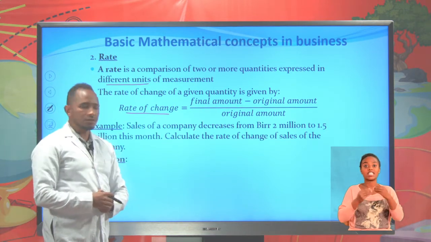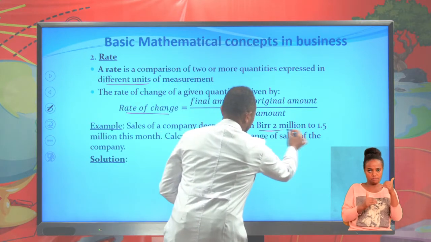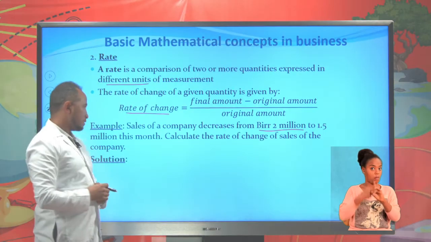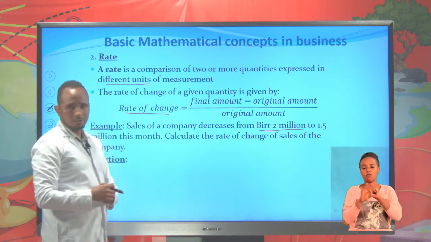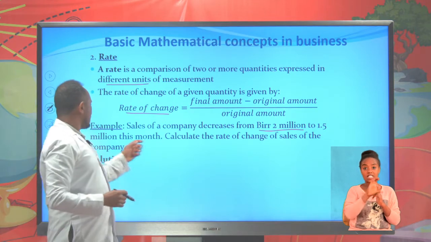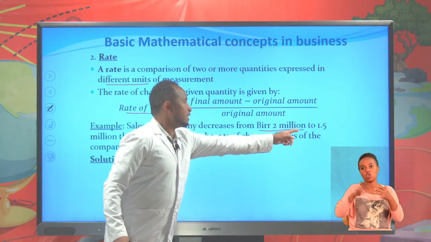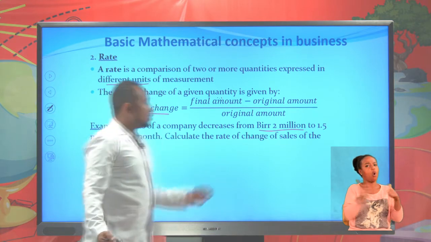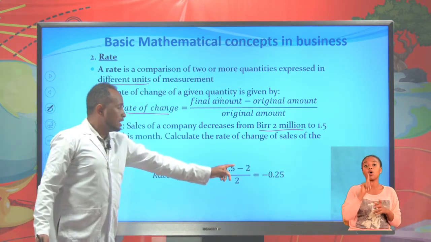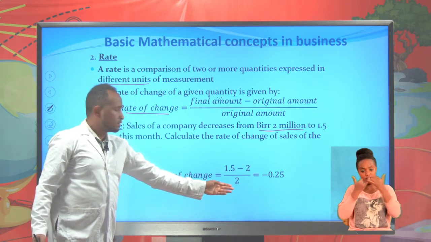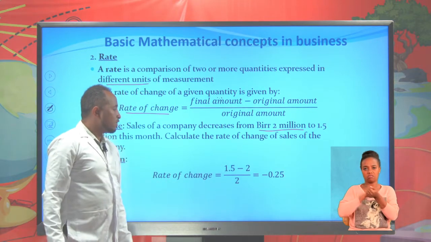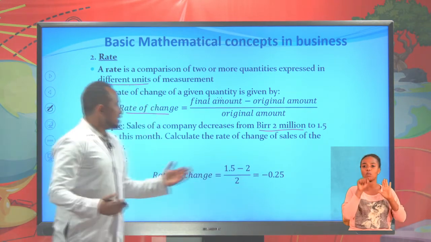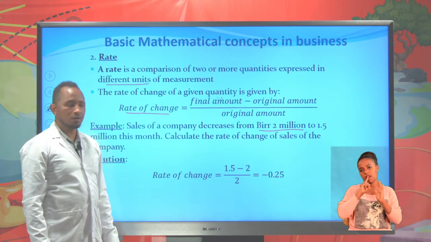Sales of a company decreases from 2 million birr to 1.5 million this month. Then calculate the rate of change of the sales of the company. To find the rate of change, the final amount is 1.5. So you put 1.5 as the final amount minus the original amount, which is 2. You will have 1.5 million minus 2 million divided by the original, 2 million. The million cancels. So simply, 1.5 minus 2 divided by 2, you get negative 0.25. This negative indicates the rate of change is decreasing.